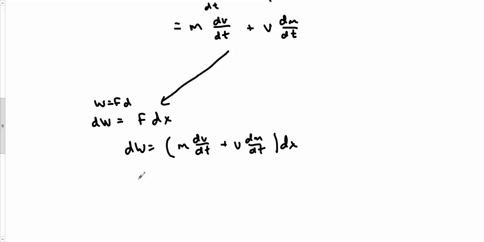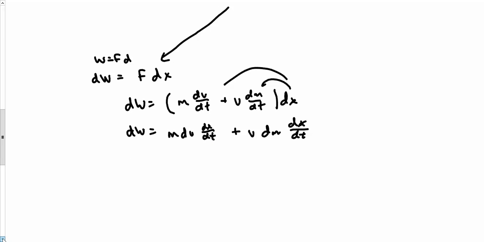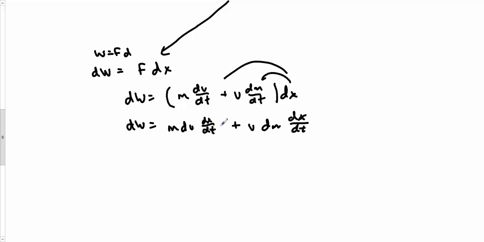Now I'm going to bring in the dx, and I'm going to get m dv dx/dt plus v dm dx/dt. I'm writing it slightly different, but all the terms are there. When I look closely at this, and again I apply some calculus that you may have learned already, dx/dt is v. So I get dW equals m dv times v plus v dm times v.